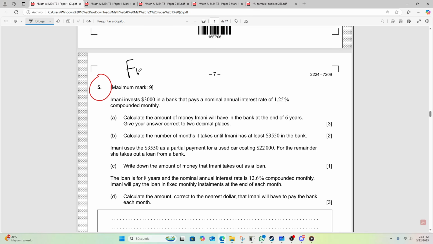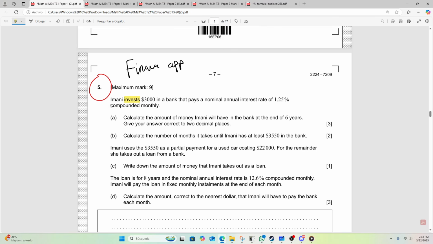Number 5 is clearly a finance app problem. Just by looking at it, how would I know the key concepts? Invests, compounded monthly, nominal annual interest rate. So boom, you establish it's a finance app. You go to the finance app. Once you know it well, you plug and chug. It's fairly easy.